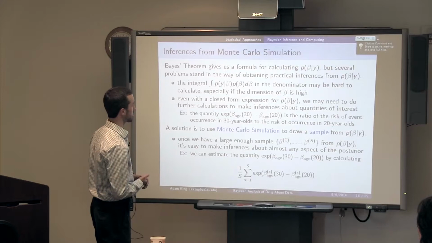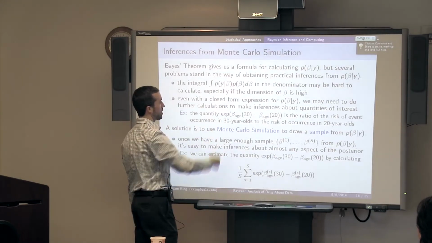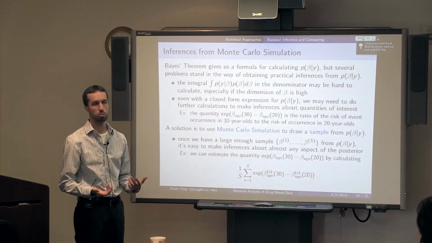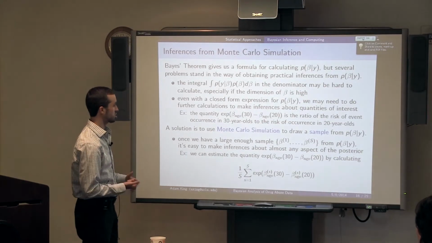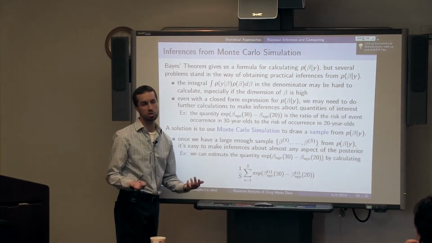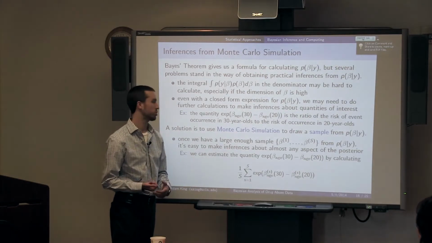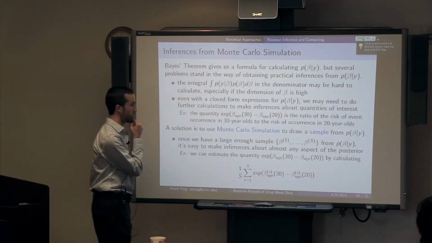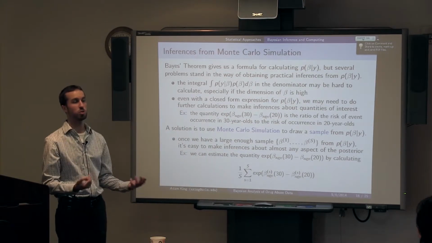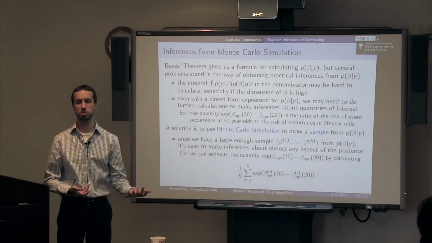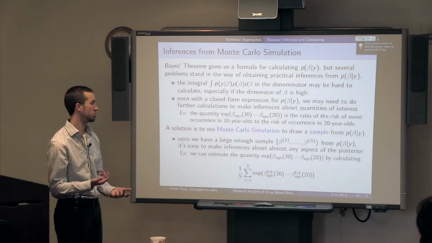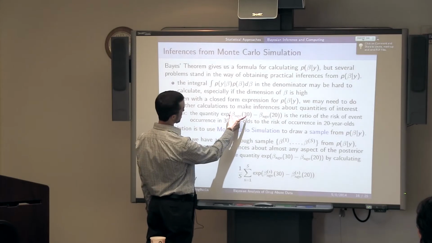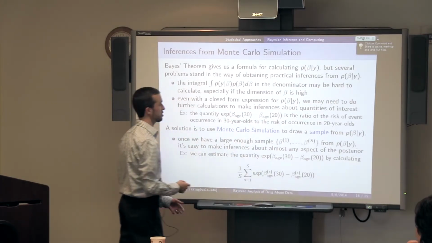But even if you could get a closed form expression for this, you still may need to do additional work in order to make inferences about practical quantities of interest. So suppose, for example, we're including age in our model and we're representing age with one of those arbitrary functions, which I've written as beta sub age here. If you want to know the risk ratio of event occurrence, suppose I want to compare the risk of incarceration in 30-year-olds to the risk of incarceration in 20-year-olds, that's approximately equal to the exponential of the function evaluated at 30 minus the function evaluated at 20.